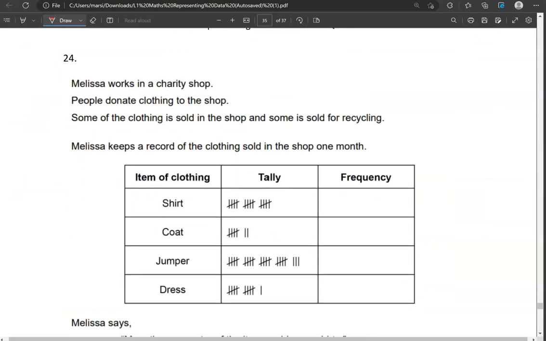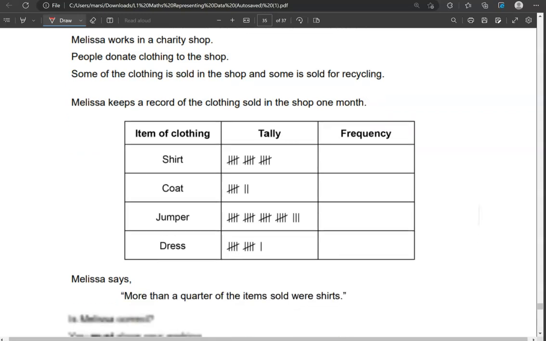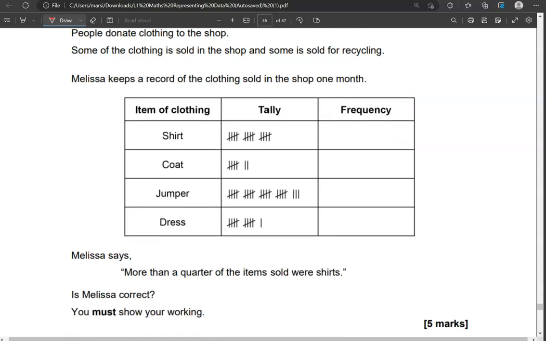Melissa works in a charity shop. People donate clothing to the shop. Some of the clothing is sold in the shop and some is sold for recycling. Melissa keeps a record of the clothing sold in the shop 1 month. Melissa says more than a quarter of the items sold were shirts. Is Melissa correct? You must show your working.